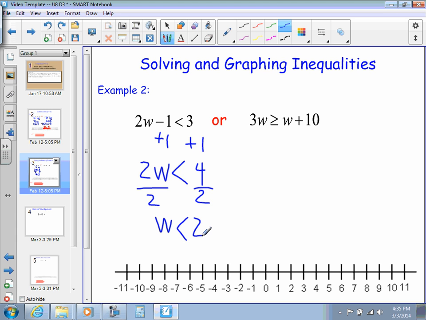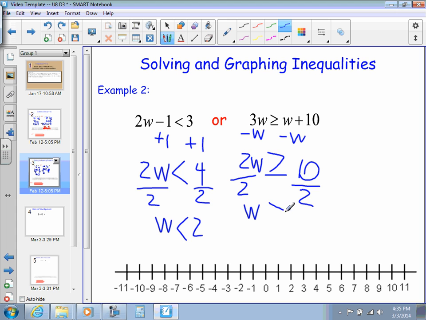Okay, over here. Oh, I need to get the w's all on the same side, so I'm going to subtract w from both sides. And notice I haven't divided by a negative number, so I haven't needed to flip the inequality. So now that'll give me 2w is greater than or equal to 10. Divide both sides by 2, and I get w is greater than or equal to 5.